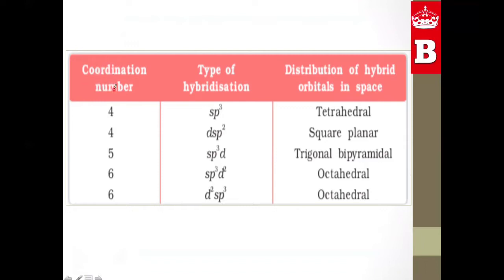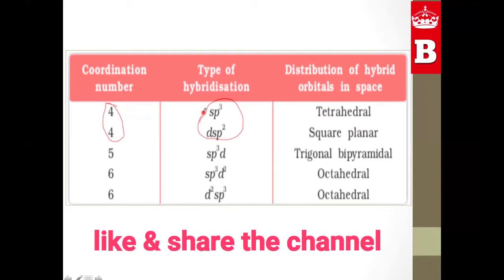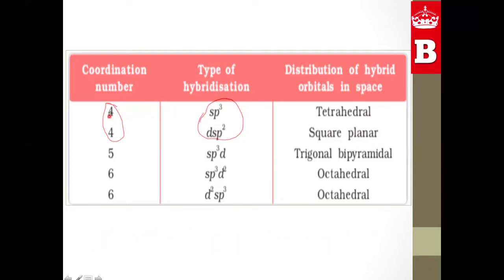Now, if you observe one specific portion, depending on the coordination number, there will be different types of hybridization, and their shapes will be different. For coordination number 4, there are 2 types of hybridization: one is sp3 and another is dsp2, where you have to be cautious. If it is sp3, then it will be tetrahedral. If it is dsp2, then it will be square planar.